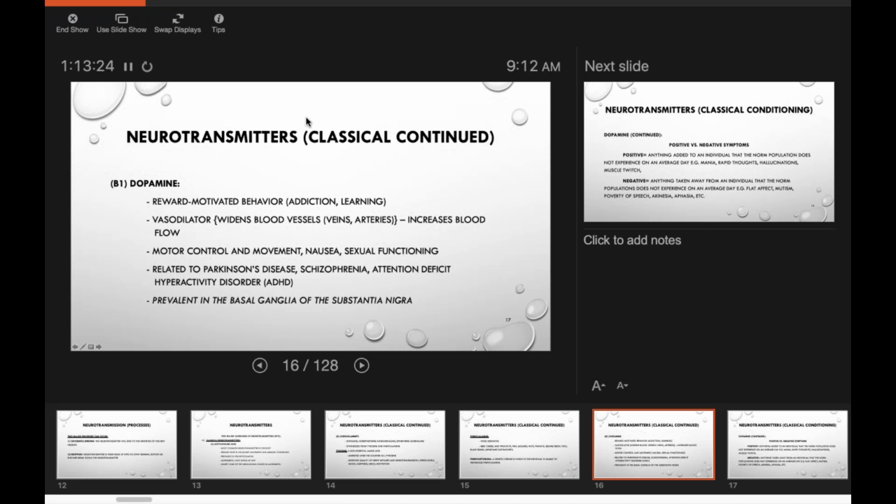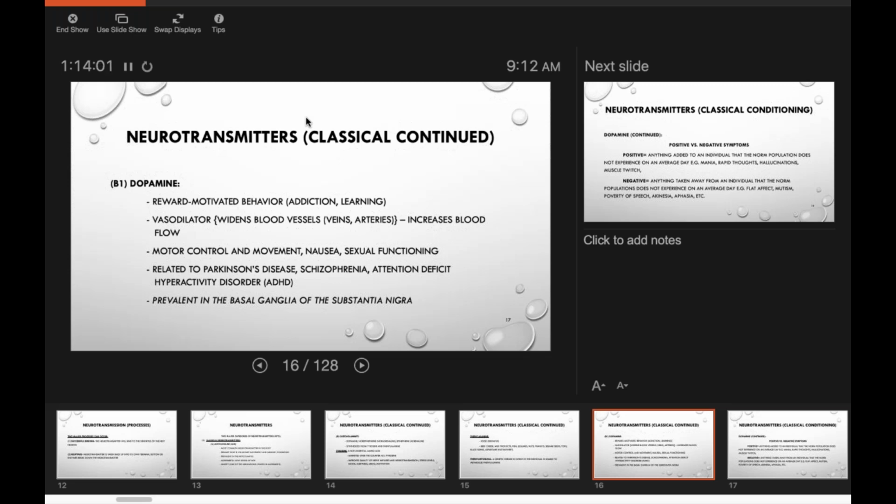So again, dopamine is prevalent in the basal ganglia of the substantia nigra. So what does that mean? Well, again, with Parkinson's, if Parkinson's is the breakdown of the basal ganglia, there's going to be less and less storage for dopamine. So they're going to have to replace it by taking a synthetic dopamine to give them the dopamine they need to function. Higher levels are also associated with schizophrenia. ADHD.